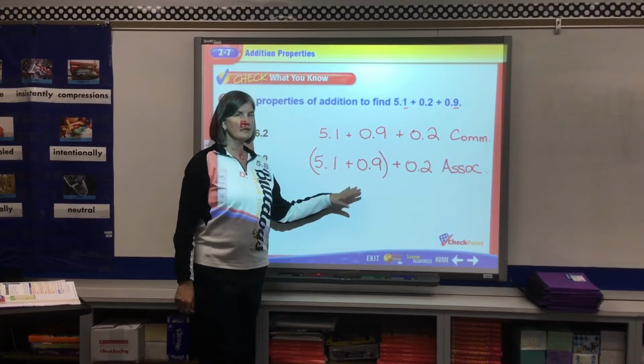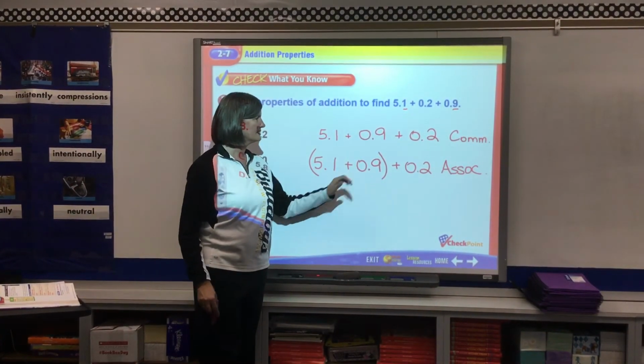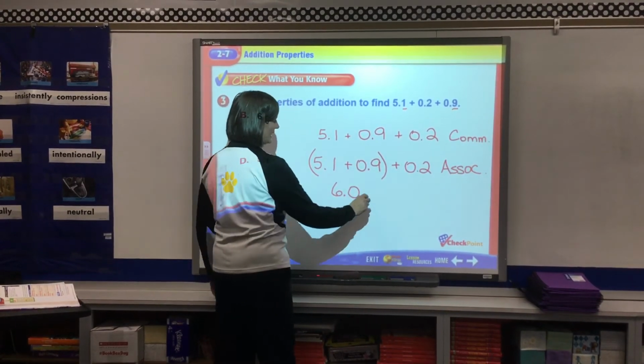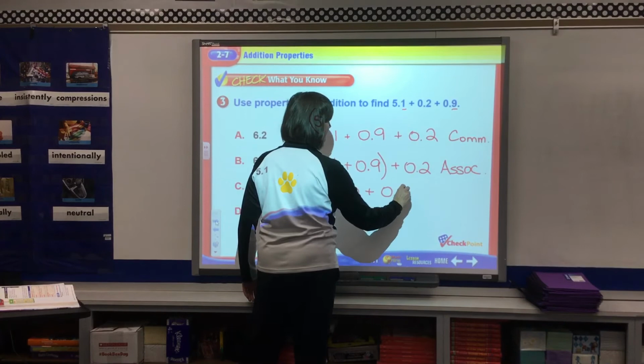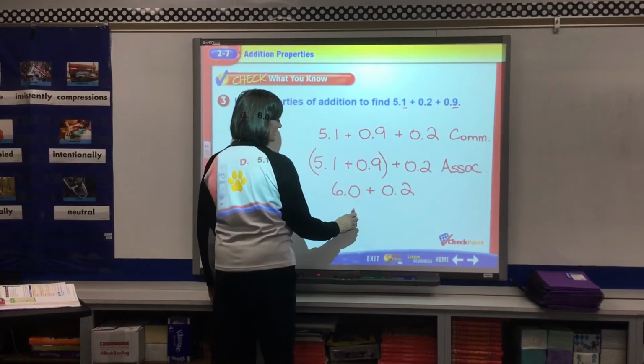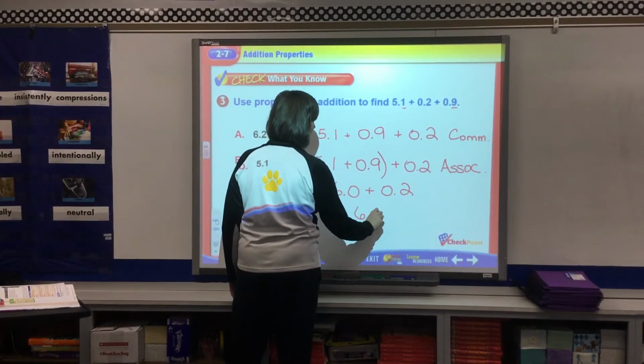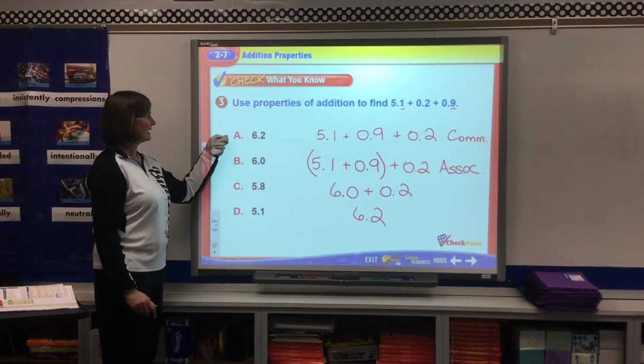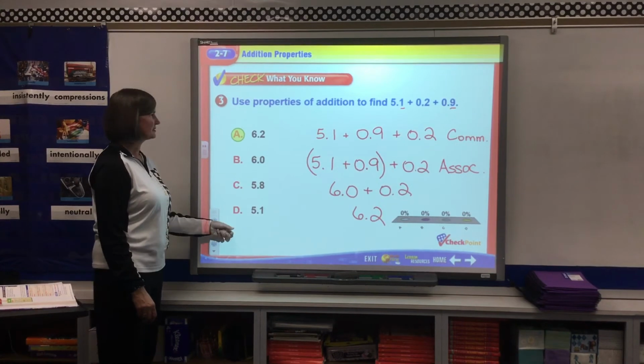When I added those parentheses, that's the associative property. Now I can mentally add 5 and 1/10 plus 9/10 equals 6, or 6.0. I can add in the 2/10, and I can mentally do that. 6 plus 2/10 equals 6.2, 6 and 2/10. Which looks like the letter A is the correct answer.